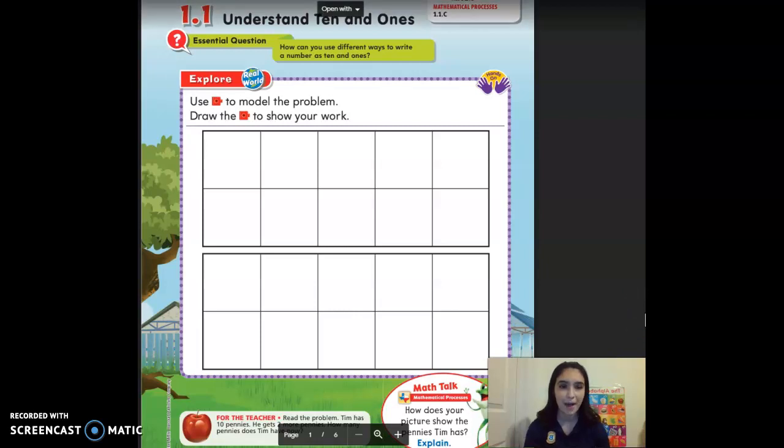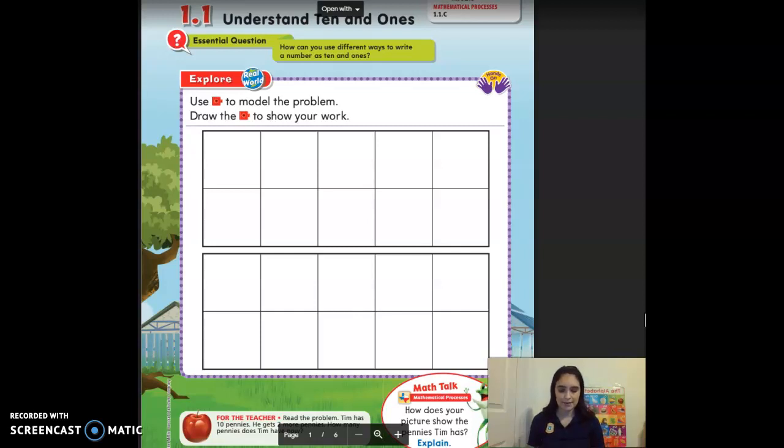Alright guys, today for our math lesson, we are going to go over our tens and ones. Okay, we are going to see how you can use different ways to write a number as a 10 and ones. We're going to use these little counting cubes to model the problem, and then we're going to draw counting cubes. We could just draw little squares to show our work.